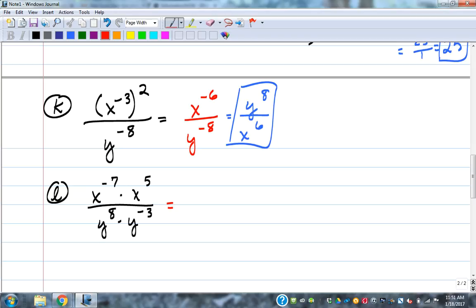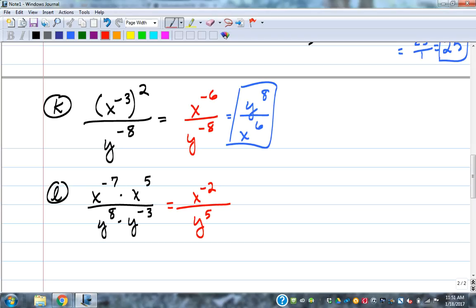X to the -2 on top. On the bottom, they're multiplying, so what do we do with the exponents? Add them, so 8 plus -3 is 5. So this problem is a good example of why you want to follow the other rules first. Because if I had moved these, I end up having to do subtraction of exponents instead of adding. And then I'm going to end up having to fix them again at the end.